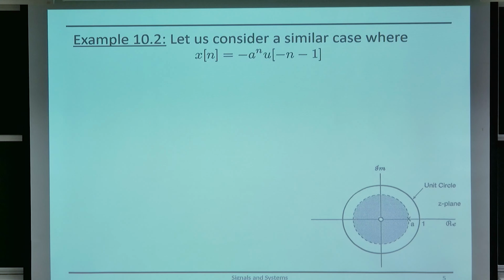So you can also try to find the z transform for this. This is the summation, n from minus infinity to infinity, of minus a to the power n u[minus n minus 1] times z to the minus n. The unit step function limits this summation for n from minus infinity up to minus 1, of minus a to the power n z to the minus n.